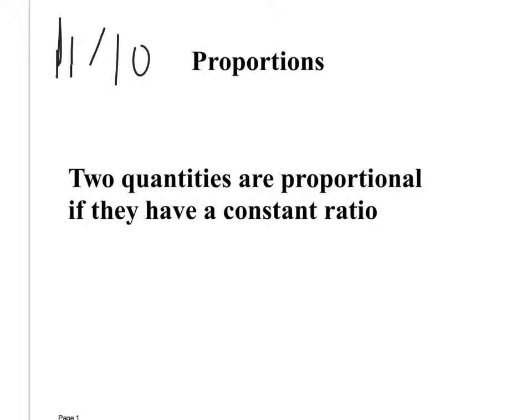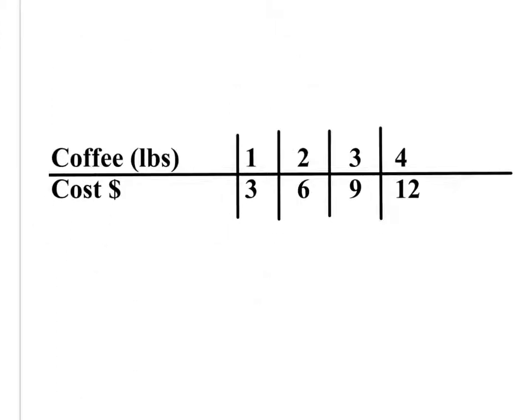What you need to know about proportions is that two quantities are proportional if they have a constant ratio, if they're equal to each other. Like if you can reduce them and they have the same ratio, then they're what we call proportional. What your homework's going to do is show you a table with some numbers on it, and you're going to see if it's a proportional relationship. So write this table down.